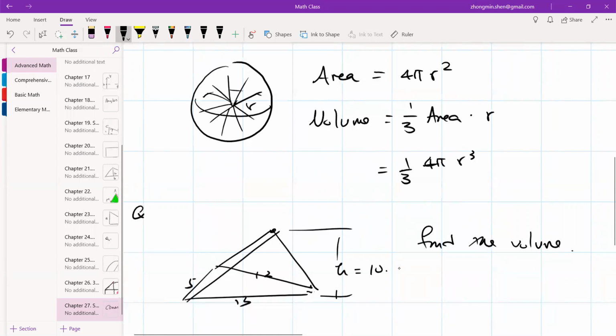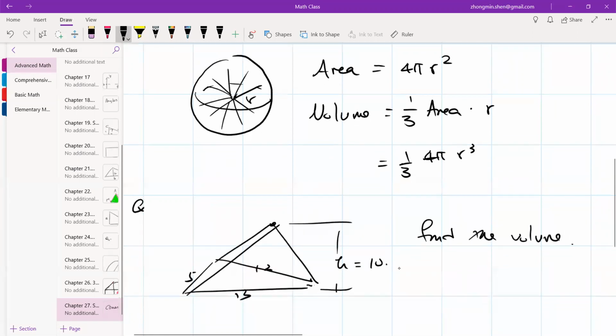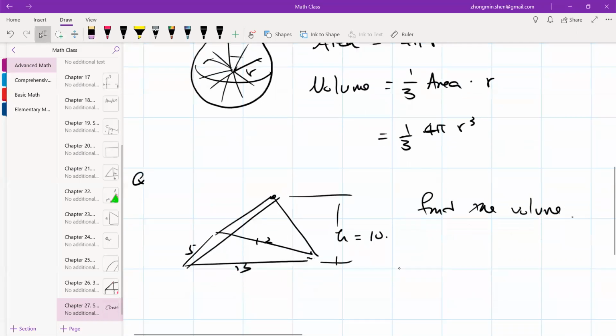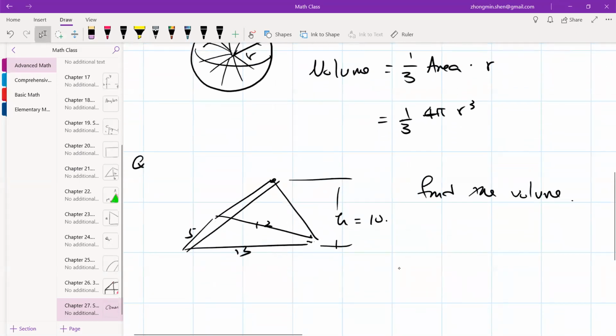That's easy. But if I ask you to find the surface area of this, called a tetrahedron, then it's very challenging. It's not easy to figure out. So we will do some problems like this later. So find the volume. The volume says that it's 1/3 the base area times the height. Write down the formula you're going to use. You have to have this kind of habit.